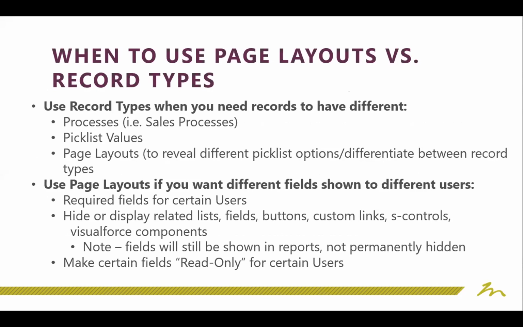So just to hit on those pieces again, when to use page layouts versus record types. Use record types when you need records to have different processes, pick list values, or multiple page layouts to reveal those different pick list values. You use page layouts if you want different fields shown to different users. If you have required fields for certain users, but they're not required for others, that can be taken care of in page layouts. If you want to hide or display related lists, fields, buttons, etc., that's page layout. Again, note that those fields don't go away everywhere, just on that page layout. And also use page layouts if you want to make certain fields read-only for only certain users.